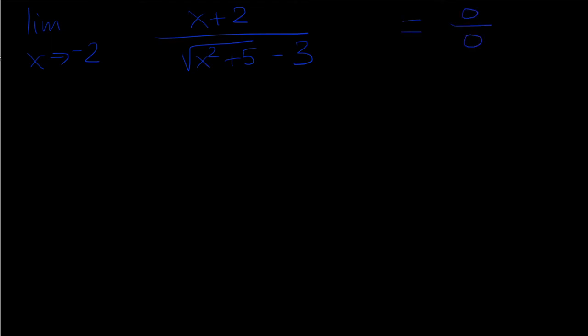Okay. Now what happens if we have the square root at the bottom? So a similar problem, but now the square root is on the bottom. So the limit as x approaches negative 2 of (x plus 2) all over (square root of x squared plus 5, minus 3). I plug in negative 2 and I get 0 over 0. I'm going to multiply top and bottom by the conjugate. So here the square root is on the bottom, so I'm going to multiply by that conjugate. It will be square root of x squared plus 5, plus 3. Let's do that to the top.